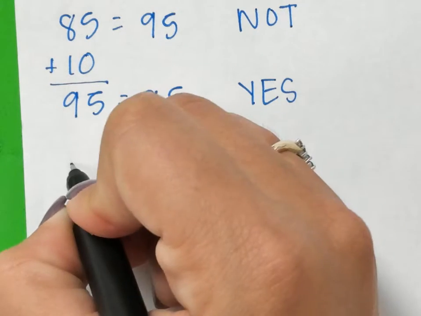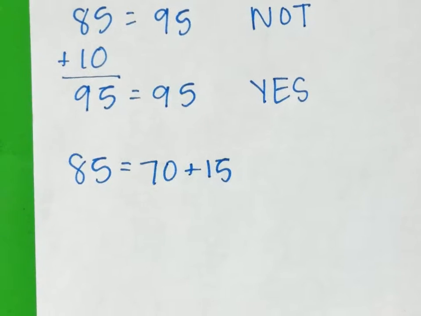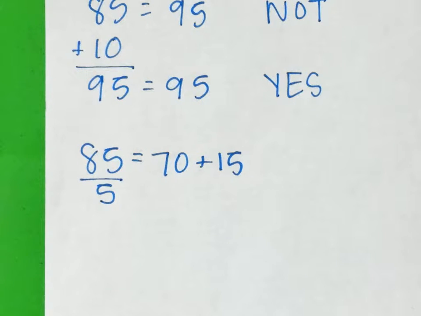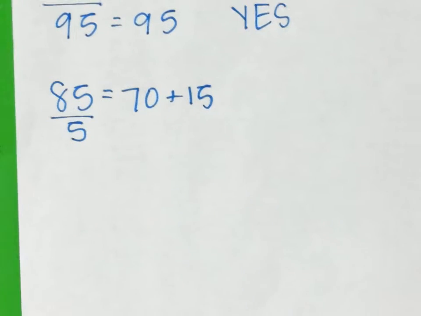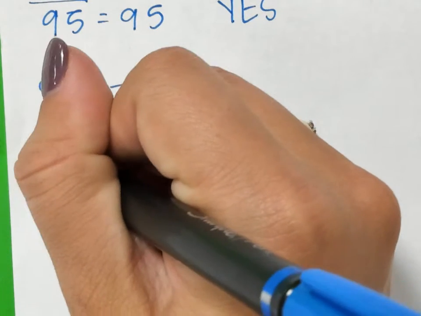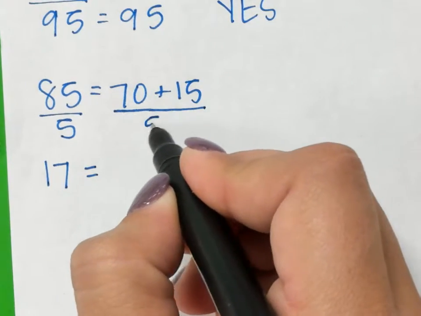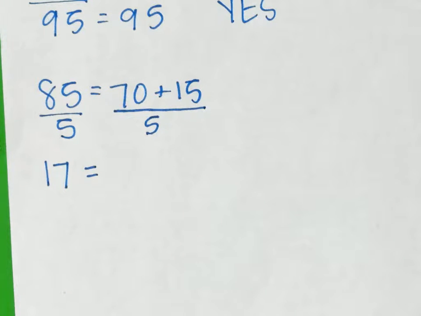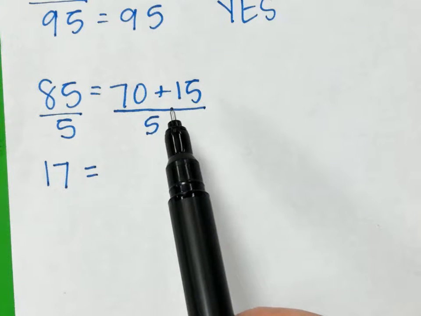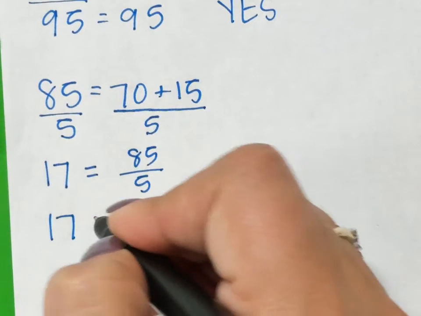So what if I take 85, which is equal to 70 plus 15, and what if I divide this left-hand side by 5? What is 85 divided by 5? 17. Is 17 equal to, what if I do this? Divide this side by 5. What do I have to do first, though, before I actually divide? Add 70 and 15. And what do I get? 85. Okay, so then that gives me 85 divided by 5, which is 17. So it is equal.